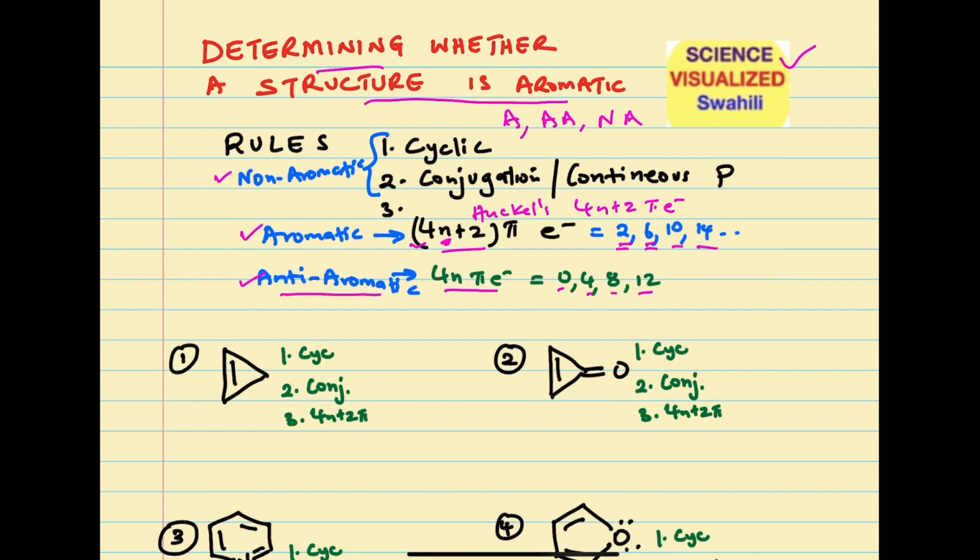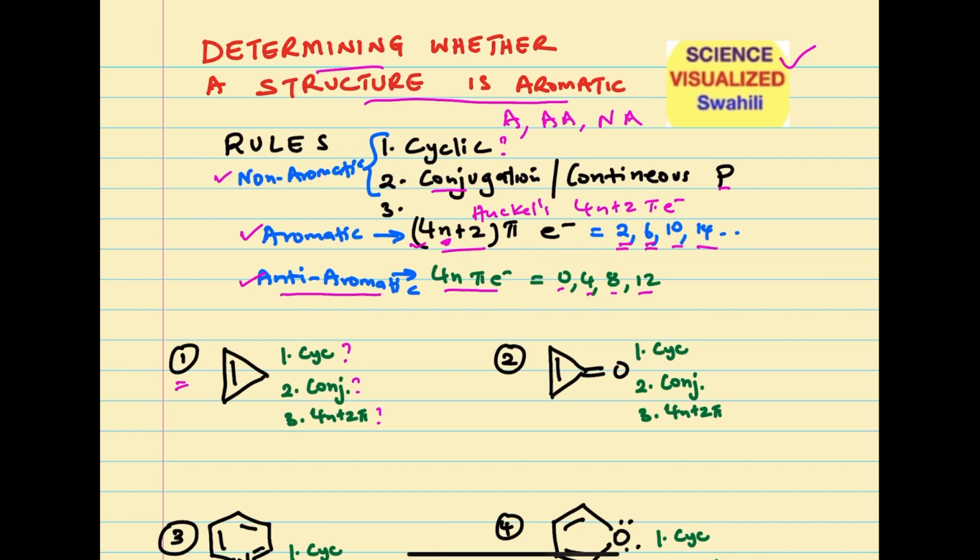And basically we're using 3 rules. Rule number 1, is a structure cyclic? Number 2, do you have a continuous conjugation throughout the ring? In other words, you have continuous overlap of p orbitals. So we just say, is it fully conjugated? And then the last one, does it satisfy the 4n plus 2 pi rule?